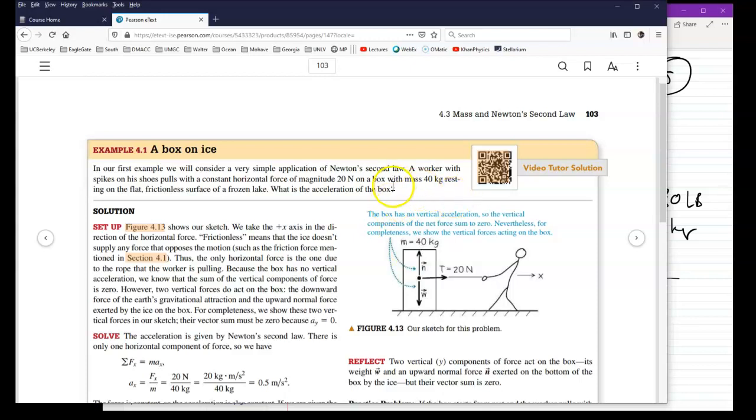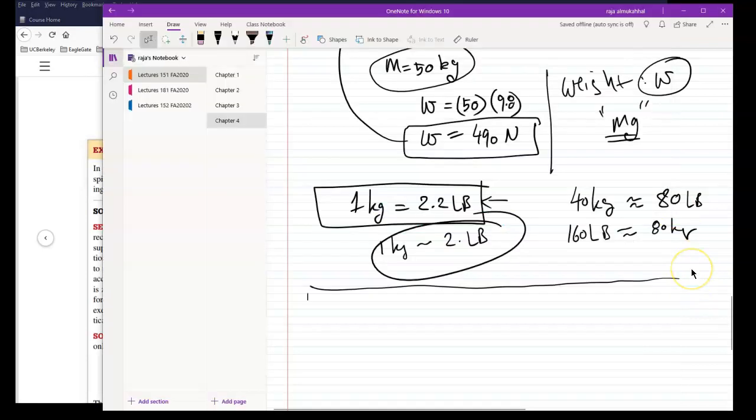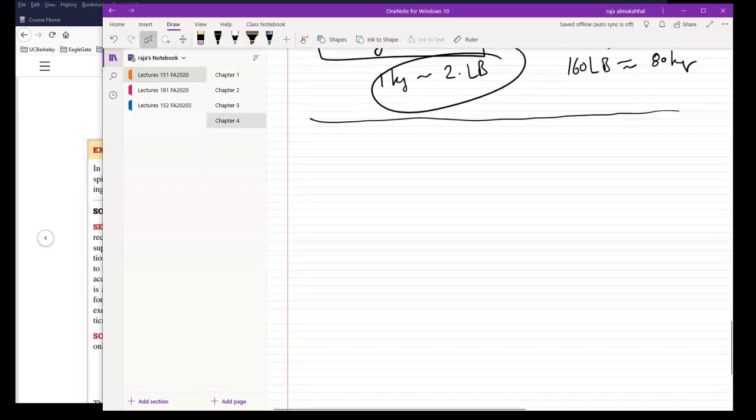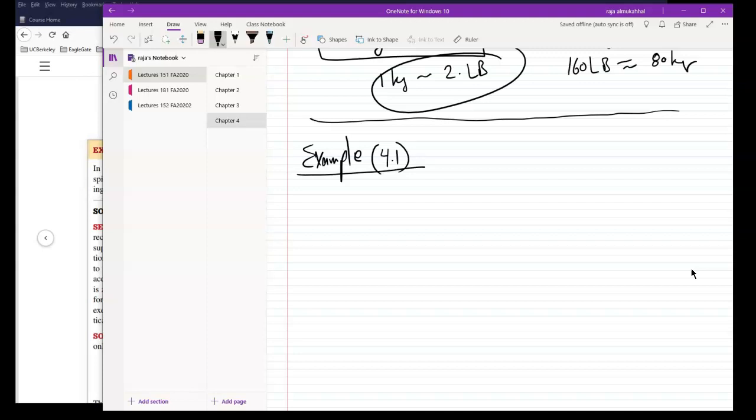All right. So he said, with a mass of 40 kilograms resting on the flat frictionless surface of a frozen lake, what is the acceleration of the box? Okay, all right, let me show you how it works. Always the first thing you need to do is draw what is called an FBD, free body diagram. I'll tell you what that is. I think I mentioned it back in the previous chapters. Figure 4.1. There we go.